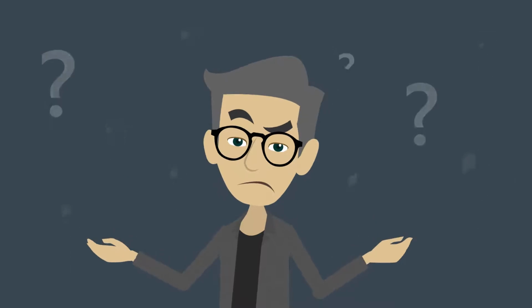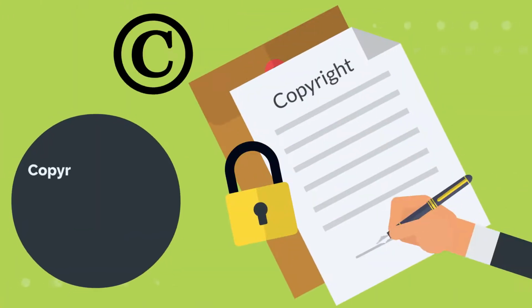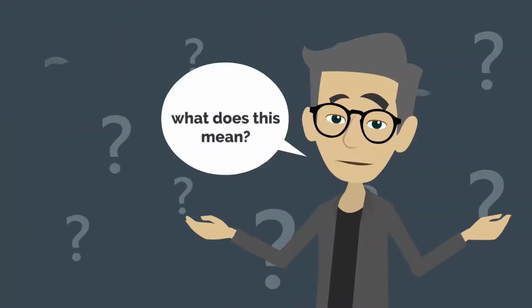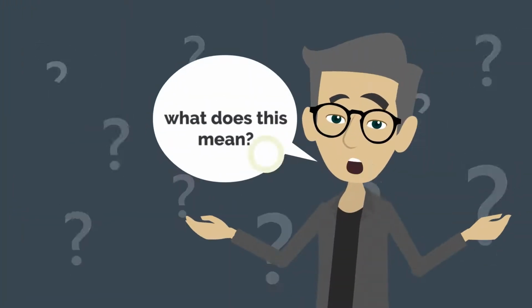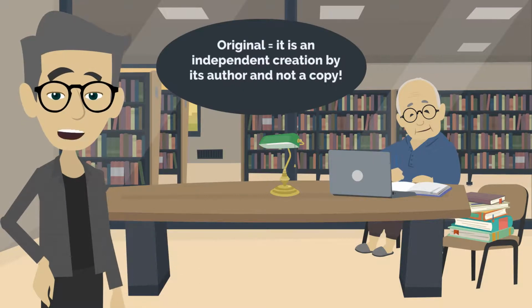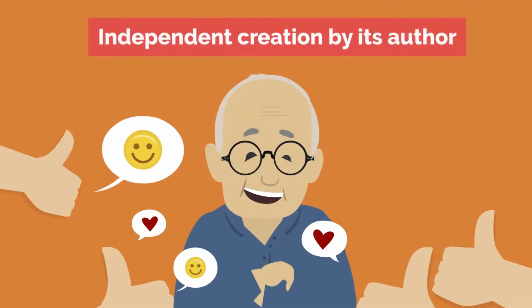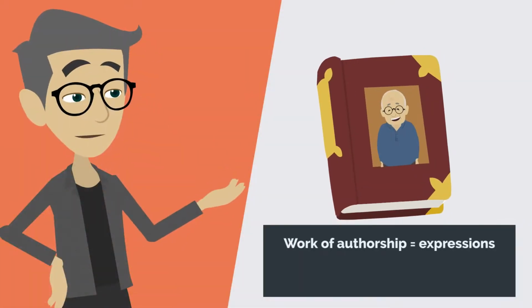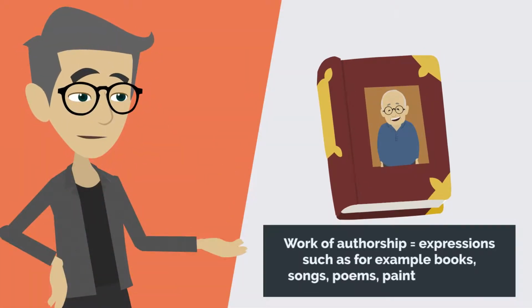What is a copyright? Copyrights protect original works of authorship fixed in a tangible medium of expression. So, what does this mean? It means that to be copyrightable, the work first has to be original, meaning it is an independent creation by its author. Second, the work has to be a work of authorship, for example, an expression.